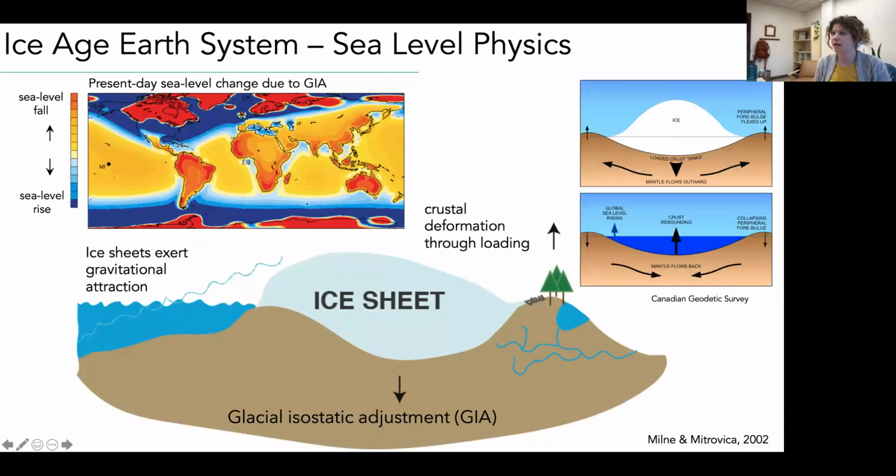And so here on the left, I'm showing a map of present day sea level change due to this process of glacial isostatic adjustment. And on the right, I'm showing this cartoon of how this works. On this map, the red areas or the warm colors are areas where sea level is falling due to the process of glacial isostatic adjustment. And the blue areas are where sea level is rising. We can see, for example, over Canada, this red area, which is an area where the North American ice sheets used to be, and the crust is now rebounding after the weight of those ice sheets has been removed, and sea level is actually falling in those areas.